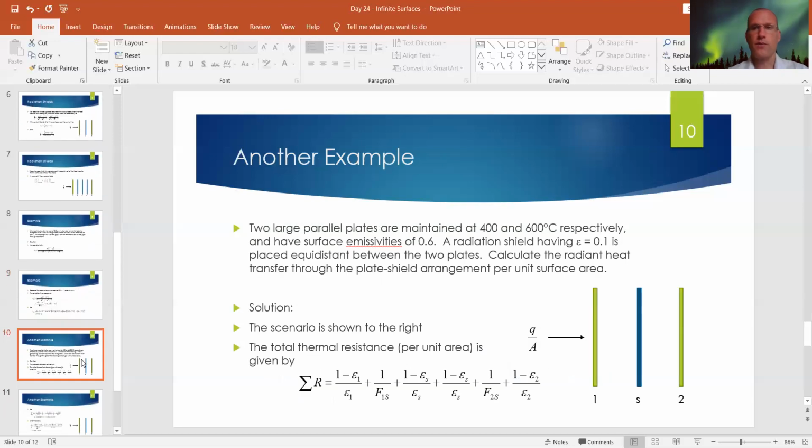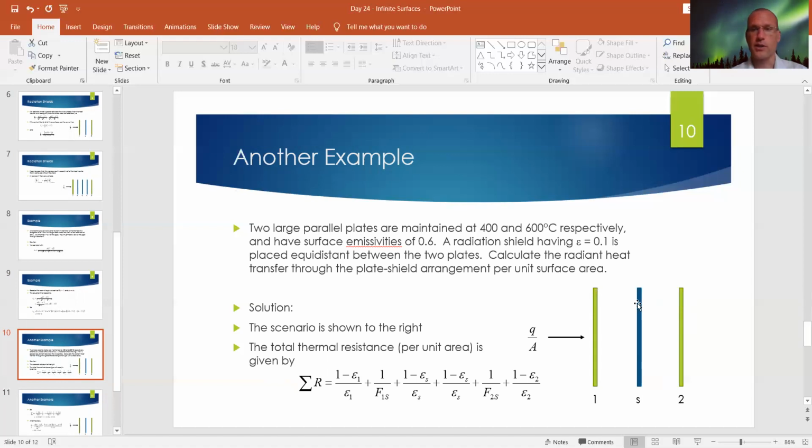The second example is the one involving my radiation shields. I have 2 large parallel plates maintained at 400 and 600 degrees respectively. So number 1 is at 400, number 2 is at 600. They both have emissivities epsilon of 0.6. I want to reduce that heat transfer, so I'm going to put in a radiation shield with epsilon of 0.1. Again, small epsilon, small emissivity, also means small absorptivity, means a lot of stuff is going to be reflected off this surface, so this is going to be a pretty good shield.